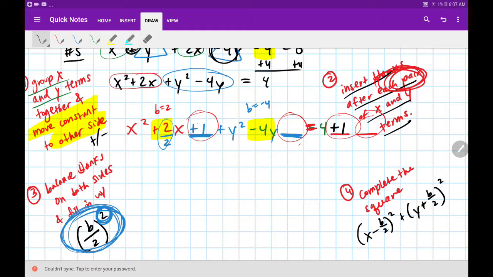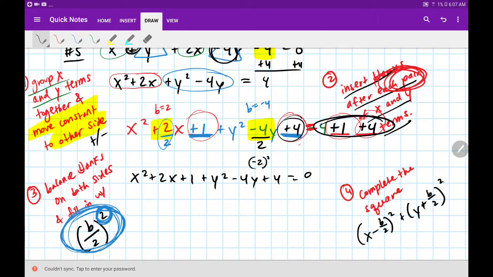Let's do the same thing here. You're going to divide it by 2. That gives me -2 and we have to square it. So negative 2 squared is positive 4. Well, if I added 4 on this side, I have to add 4 over here also. So before I go anywhere else, I'm just going to rewrite this crazy long thing. That's x squared plus 2x plus 1 plus y squared minus 4y plus 4 equals, now 4 plus 1 plus 4 is 9.